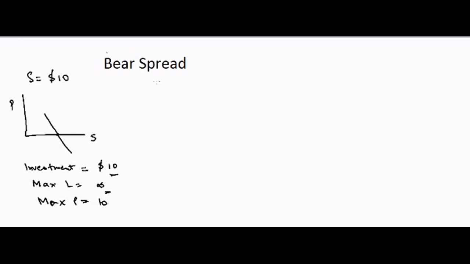Before that, let's look at the put options here. Suppose we sell a put at $10, so this is our strike price, and the cost is $1, or let's say $2, right? So in this case, this is how our profit chart will look.